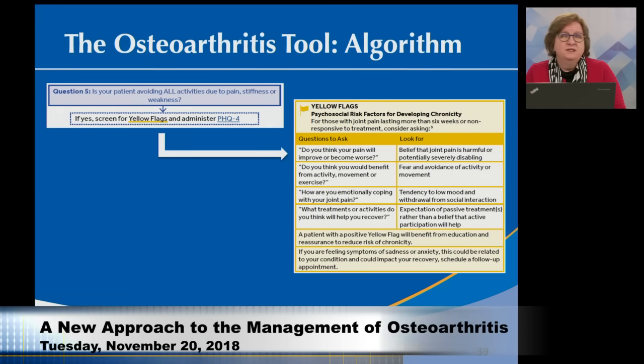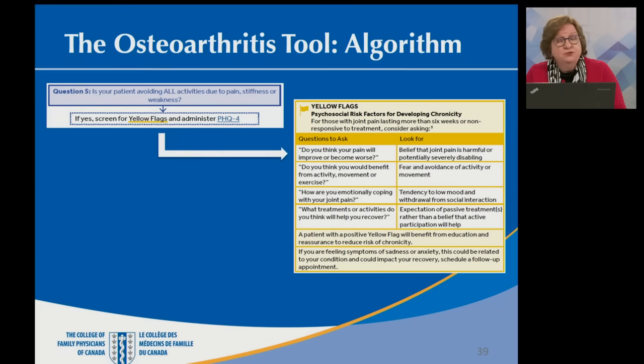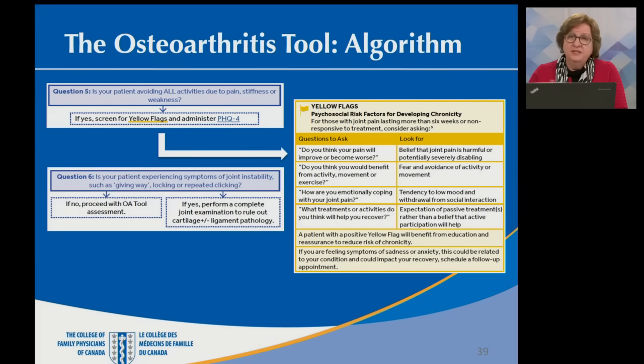And so I really want to see if there are psychosocial risk factors for developing chronicity, or are we into a chronic condition already? And the yellow flags are based on the New Zealand yellow flags, which are really looking at whether the patient is fearful of activity, whether they rely on passive treatment, whether they have an emotional investment in their pain, and whether or not they actually feel that they are going to improve or not. So these are the same yellow flags that we would use in back pain.